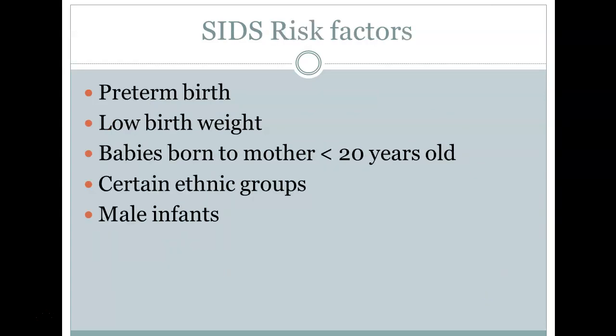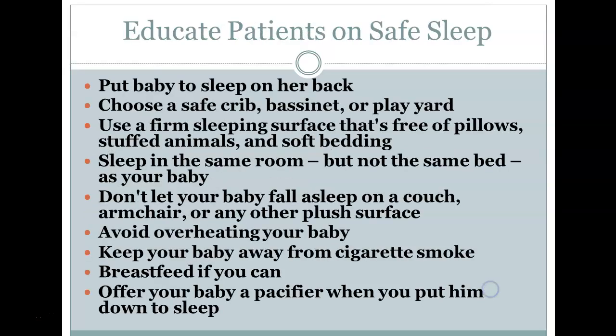SIDS risk factors can be, they're a higher risk factor if they're a preterm birth, if they're a low birth weight, babies that are born to moms under the age of 20, statistically if they have found this. Certain ethnic groups can play a role in this, and male infants seem to suffer from SIDS more than female infants. We want to educate our patients on how to provide safe sleep for their baby and reduce the risk of SIDS. Always put a baby on their back to sleep.